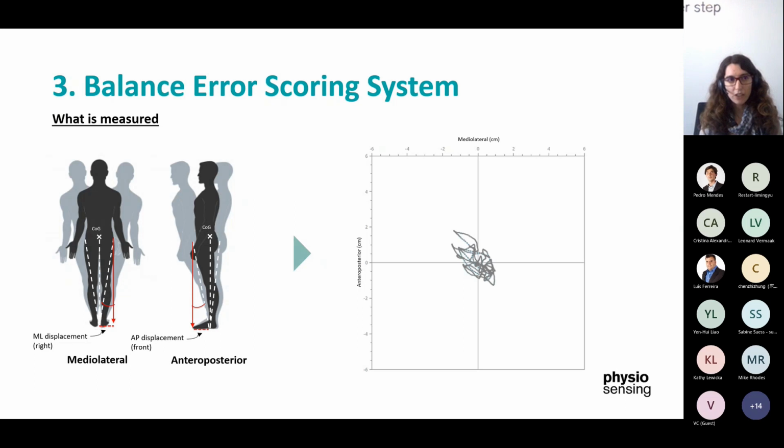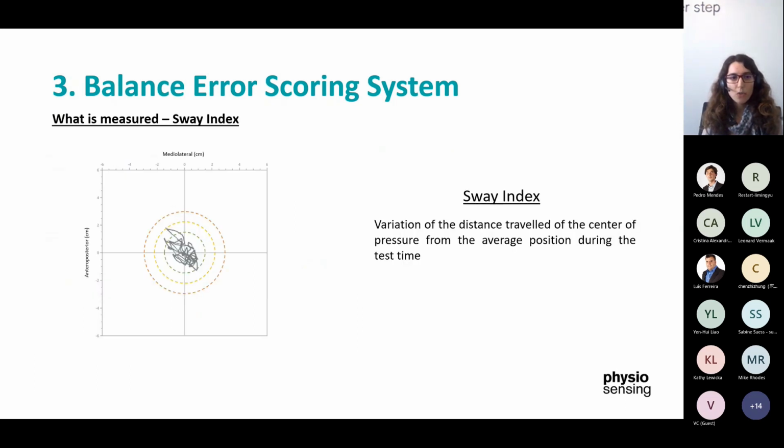One of them is the sway index. The sway index is the variation of the distance traveled by the center of pressure from this mean position during the test time. So in other words, it's the standard deviation of the center of pressure data from the mean point. The higher the sway index, the more unsteady the person was during the test.